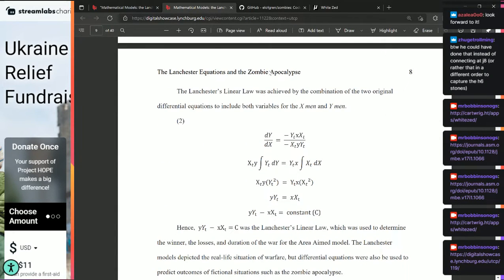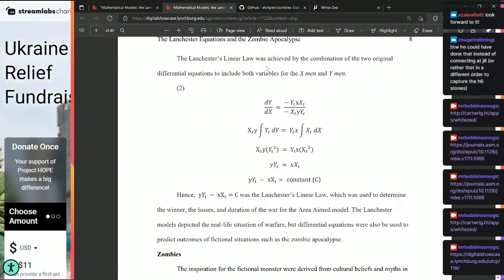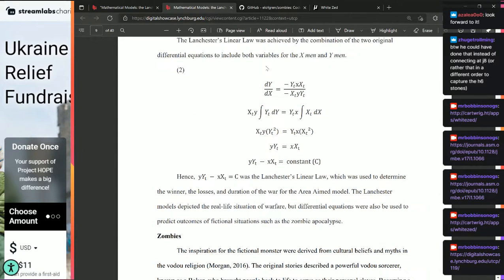Lanchester's linear law was achieved by the combination of two original differential equations to include both variables for the X-Men and the Y-Men. Hence, we have Lanchester's linear law, which was used to determine the winner, the losses, and duration for the war, the area aimed model.